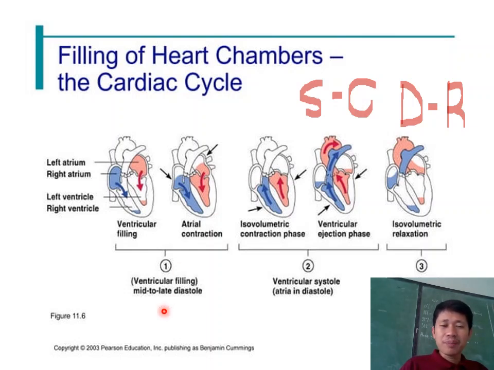So for the first phase, the filling of blood from the atria down to the ventricles, is the mid to late diastole. Diastole means relaxation. Once the ventricles are filled up with blood, then it will start to pump. And the pumping is called the systole. Systole, contract and pump. And the last part, after the contraction, the heart again starts to relax. This is the early diastole, and diastole is D R, relaxation.